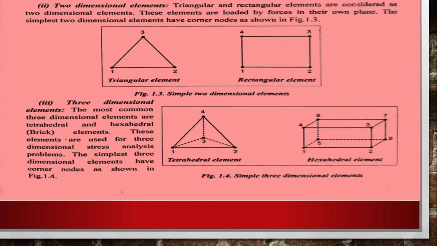When we consider this triangular element, there are three corners, so for this triangular element we get three nodes. For the rectangular element, there are four corners, so we get four nodes for the one element.